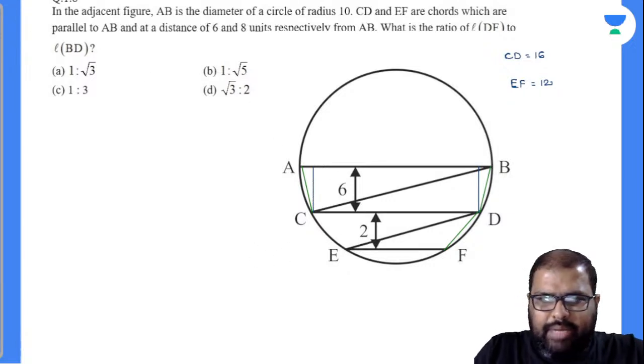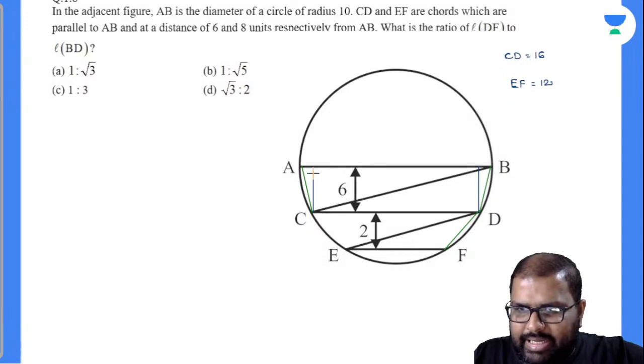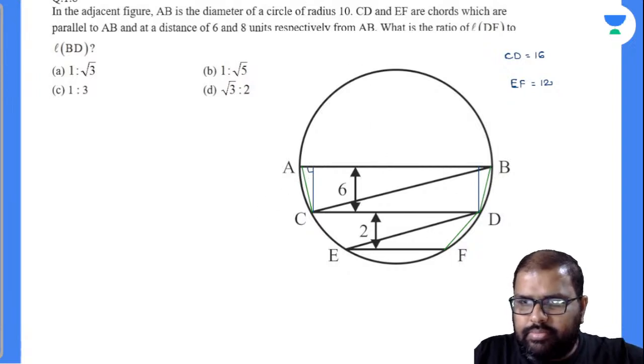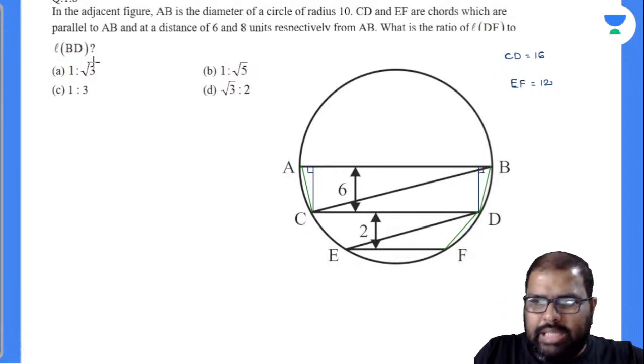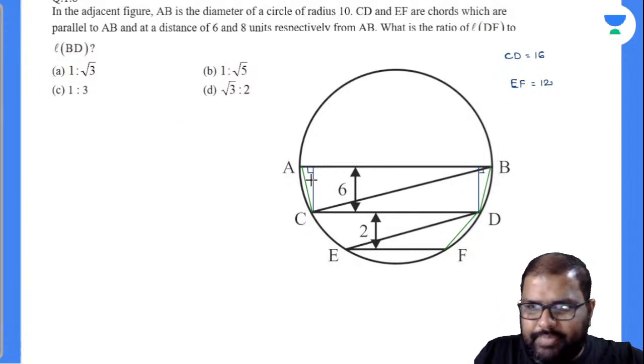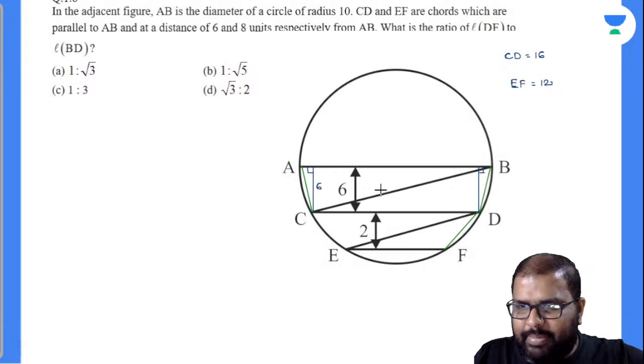I'll drop a perpendicular from here to here. Now you closely observe there. This is 90 degrees. If I drop a perpendicular there, this is 90 degrees. You should accept this. This is 90 degrees. Okay. Now closely observe that this length is 6. Am I right or wrong? Because it is exactly parallel now.